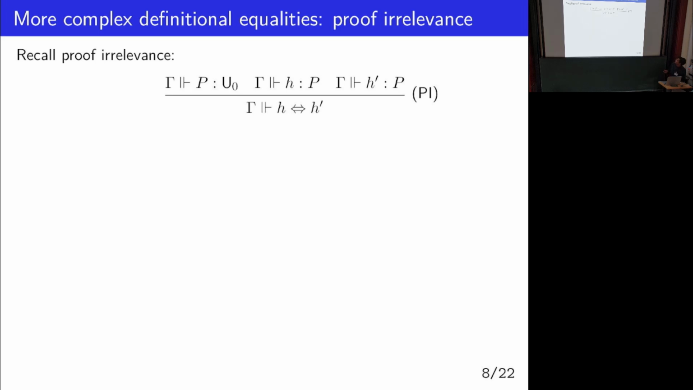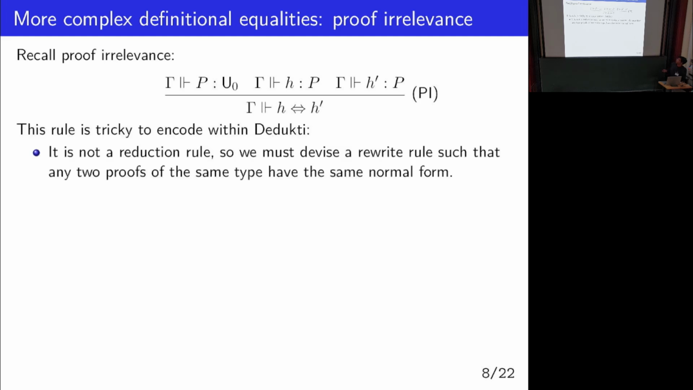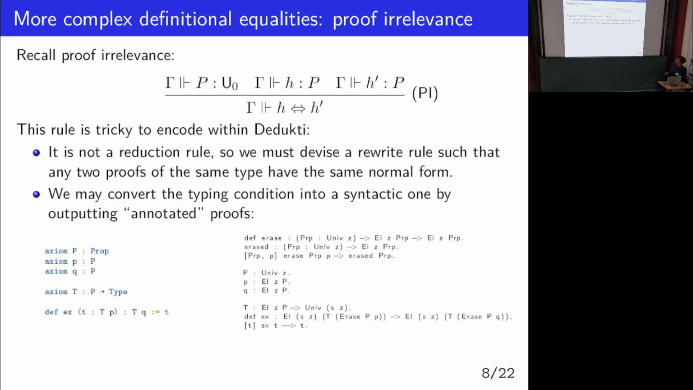So now let's talk about the proof irrelevance rule. This is one that's a bit more tricky to encode as a rewrite rule. It's not obviously any kind of reduction rule. So we've got to think of a way to have some rewrite system such that any two proofs of the same proposition type have the same normal form.